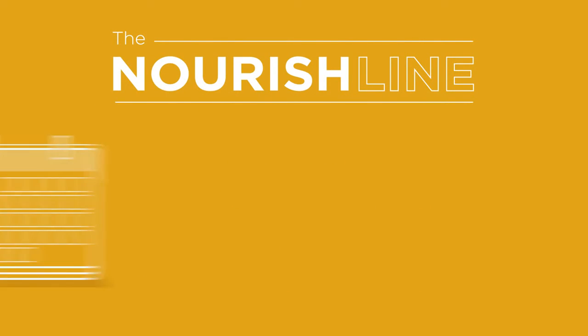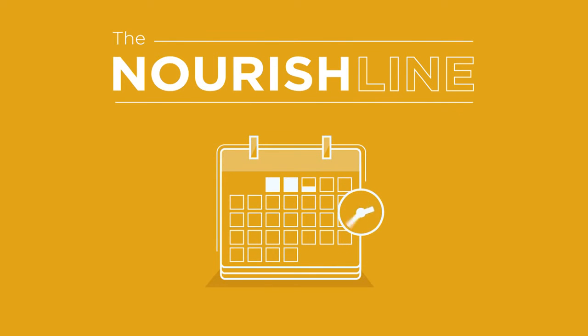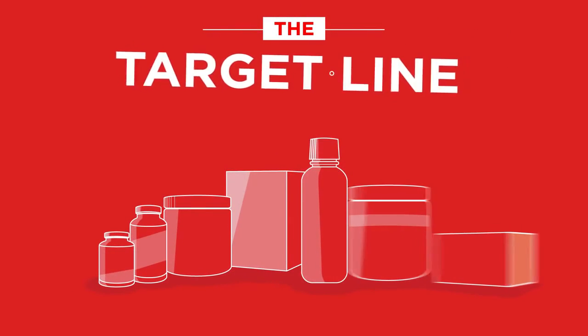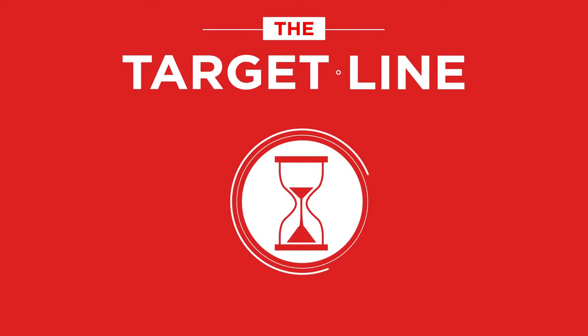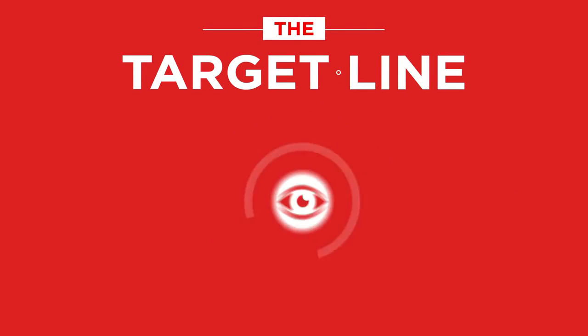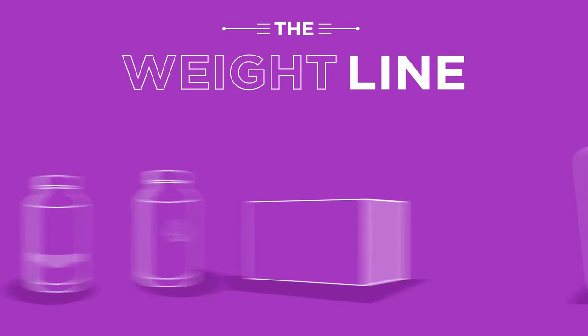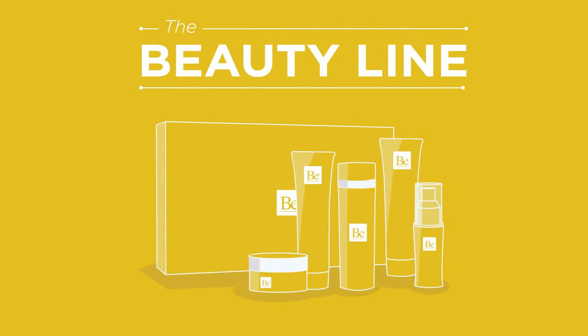The Nourish line provides your body with the vitamins, minerals, and nutrients it needs to get through each and every day. Products in the Target line address specific health needs, from anti-aging to bone strength to eye health and much more. The Weight line contributes to healthy weight loss. And the Beauty line includes an everyday wide range of products to help your skin look and feel great.